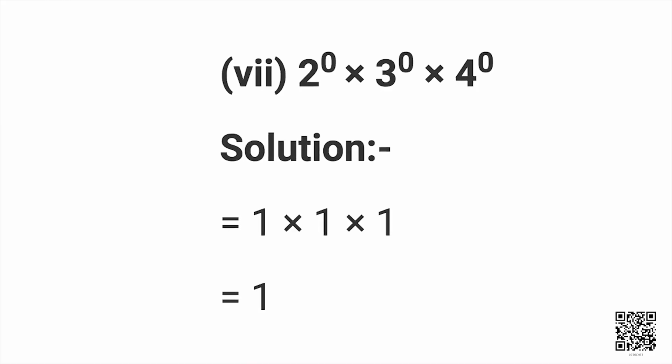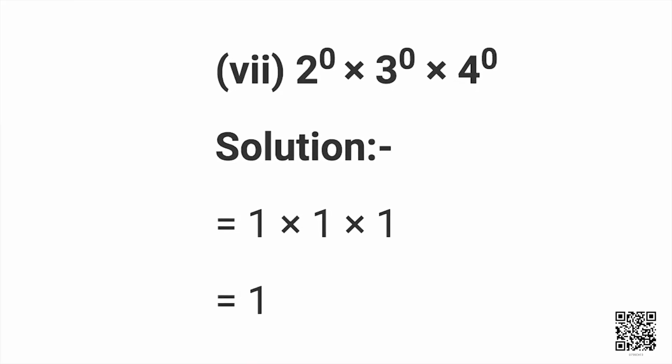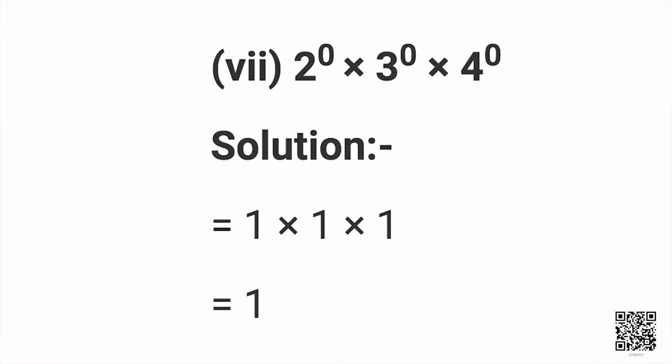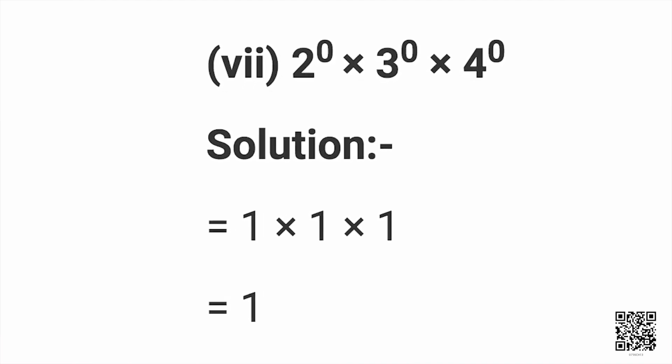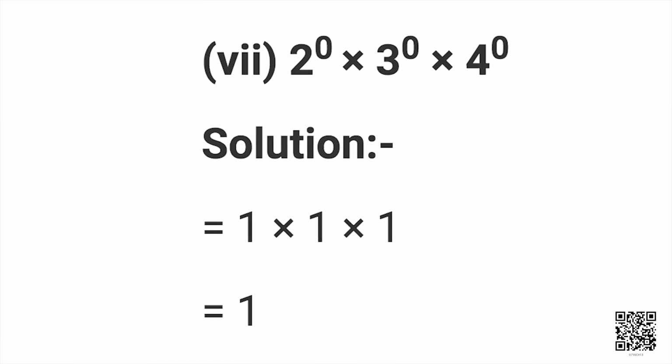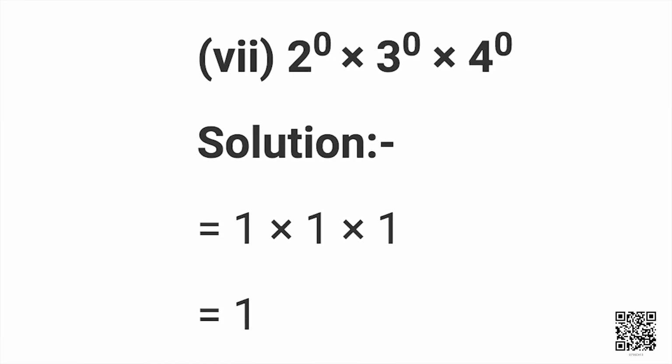Similarly, we will see the seventh question, which is 2 to the power 0 multiplied by 3 to the power 0 multiplied by 4 to the power 0, which is equal to 1 multiplied by 1 multiplied by 1. Hence, our answer is 1.